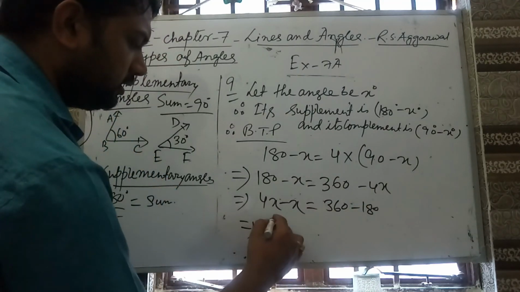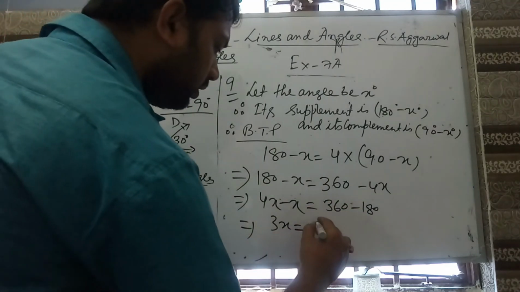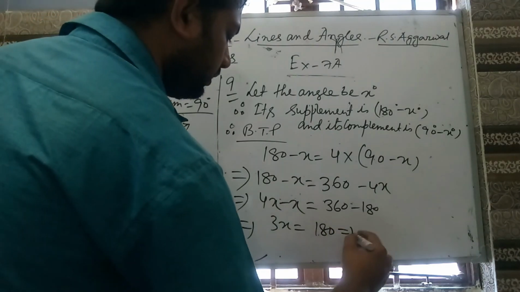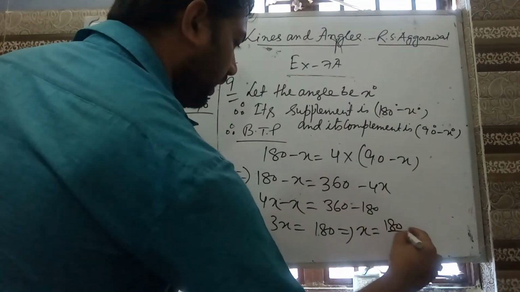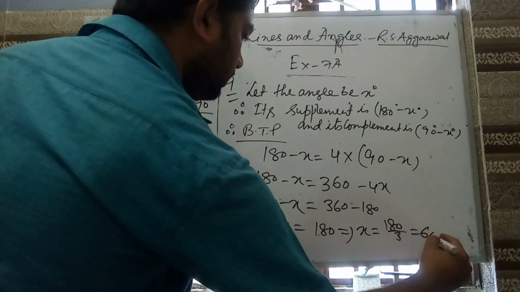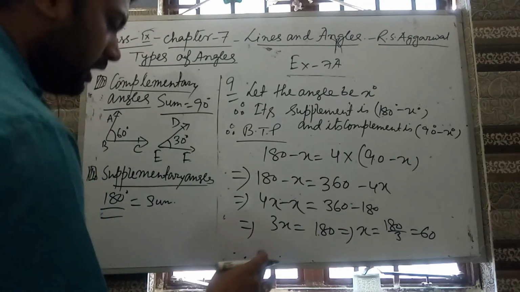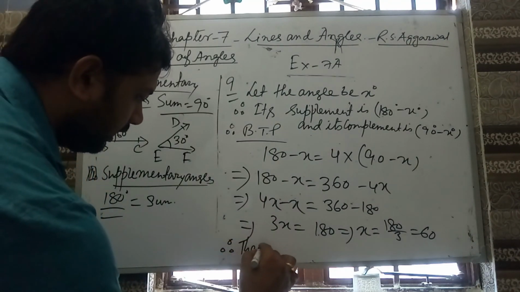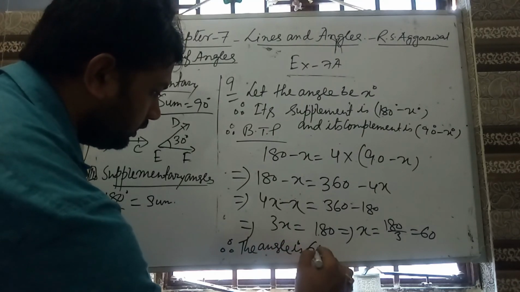That implies 3x equals 360 minus 180 gives you 180. That implies x equals 180 by 3, that is 60. So x is the angle. Write down the answer line. Therefore, the angle is 60 degrees.